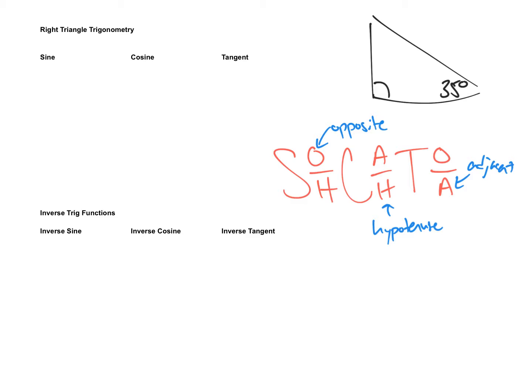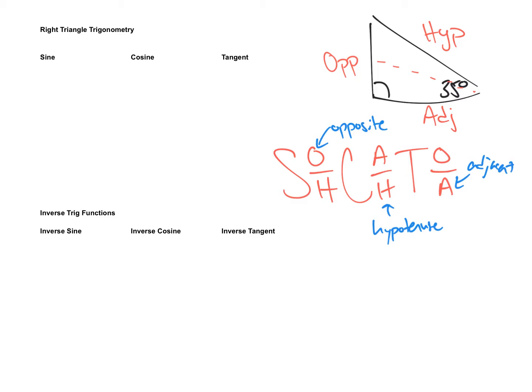And so if I'm at this 35 degrees, the hypotenuse is always across from the right angle. So this was probably the easiest one. My opposite is always across the triangle from the angle that I'm about to use. So that would be this 35 degrees. And my last side here is the adjacent side. So we're going to use this naming of sides in order to see which trig function we're about to use.